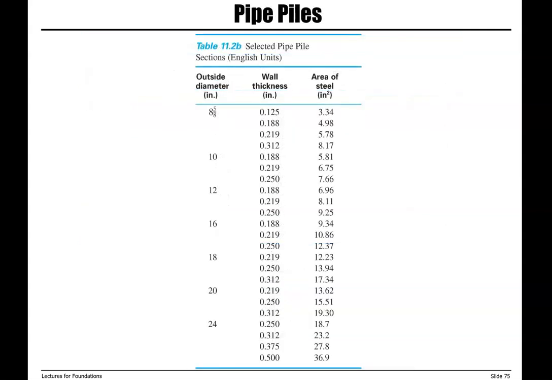And then we have this table which provides information on selected pipe pile sections used in pile construction in the United States. We have the outside diameter, the range, and also the wall thickness.